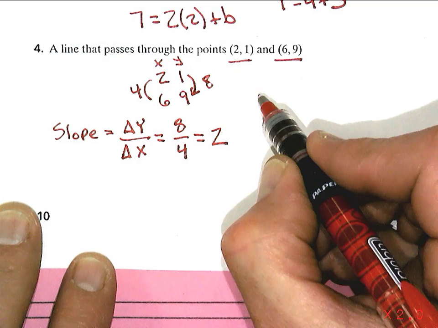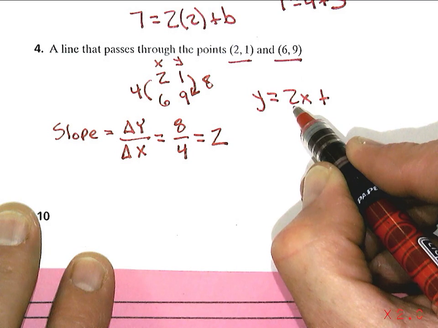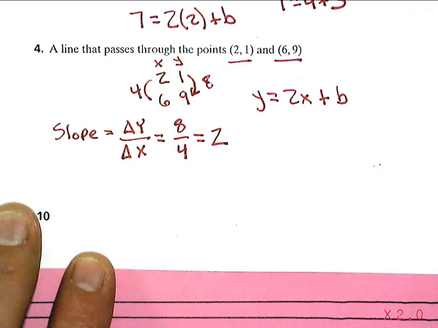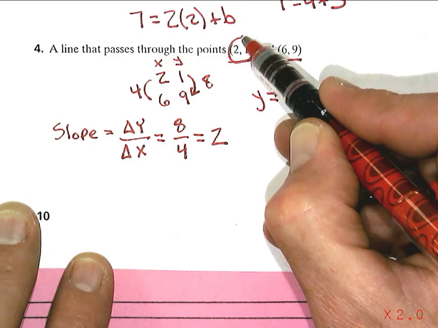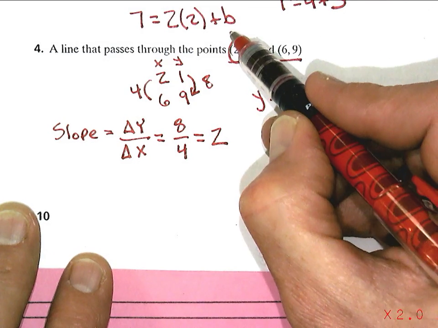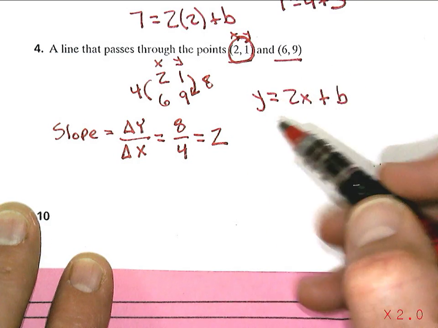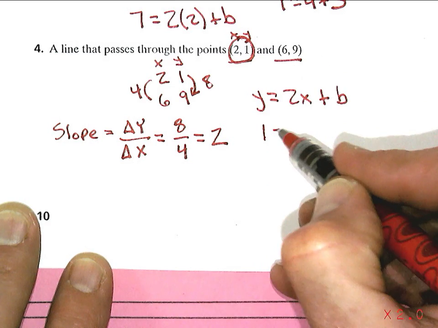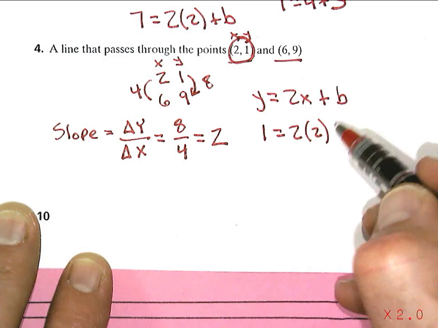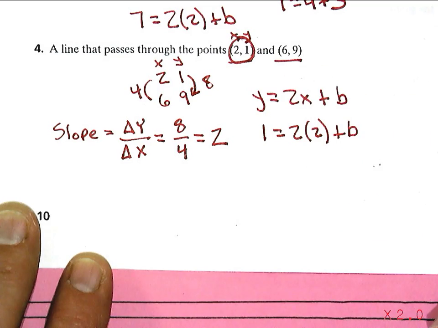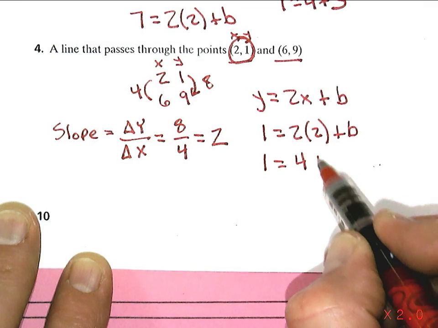And now I have a part of the equation: y equals 2x plus, there's our slope, plus the y-intercept, which is the part I don't know. So I'm going to take the 2 and the 1, which are the x and y of a point on this graph, and insert them into the equation. So it says y, which is 1, equals 2 times 2, that's the x, plus the y-intercept. And so now I have 1 equals 4 plus b.